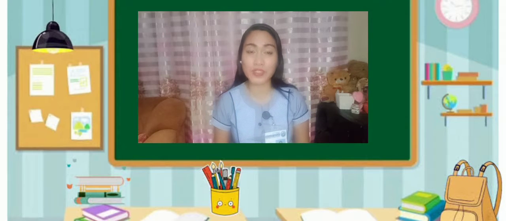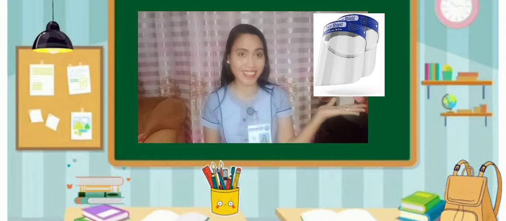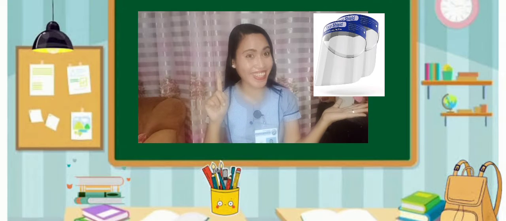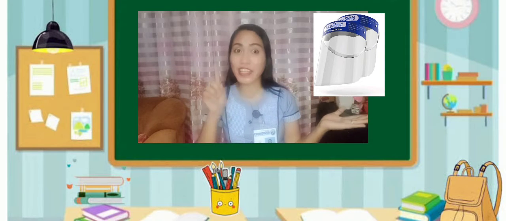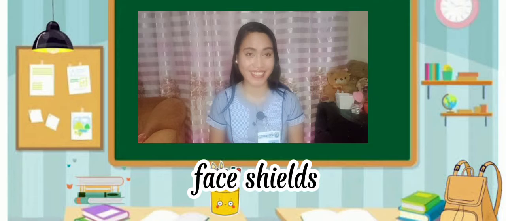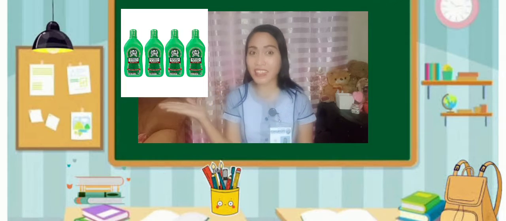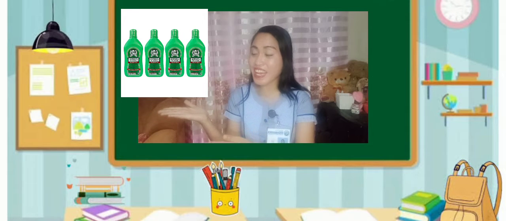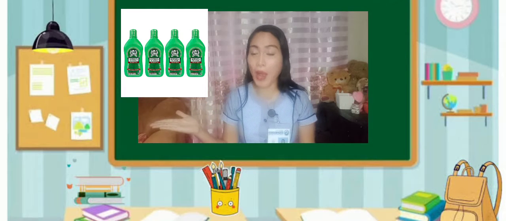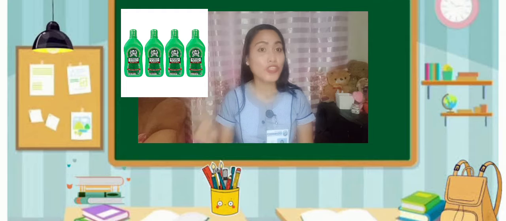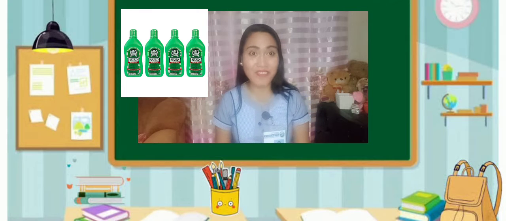Now, we will try to count the face shields. Are you ready? That's good. 1 and 2. There are 2 face shields. And you can count face shields. Now, let's try to count the bottles of alcohol. 1, 2, 3, and 4. That's correct. There are 4 bottles of alcohol. So you can count the bottles of alcohol.